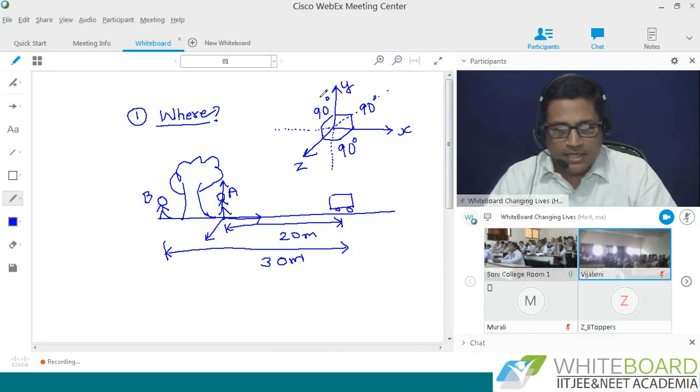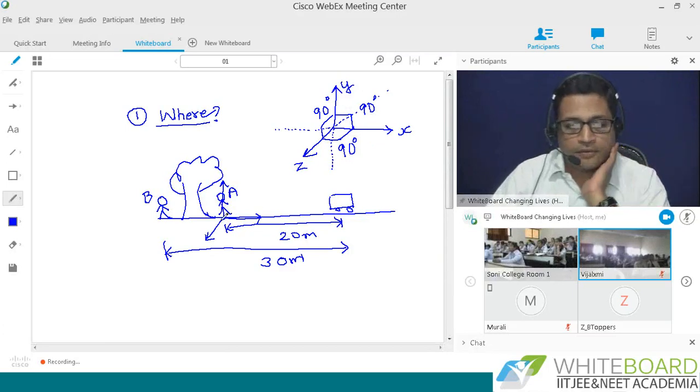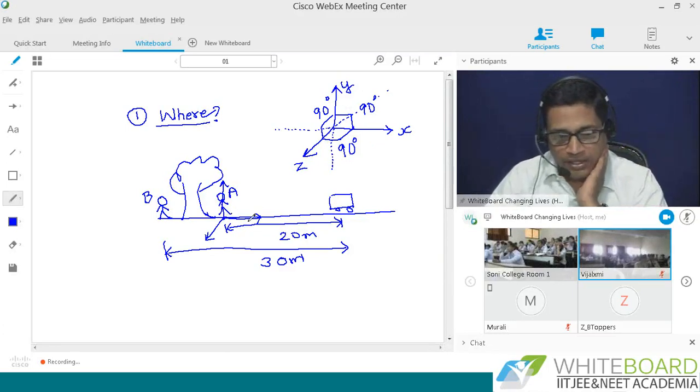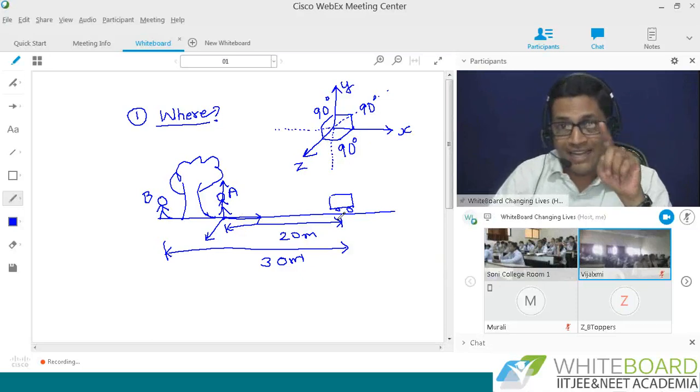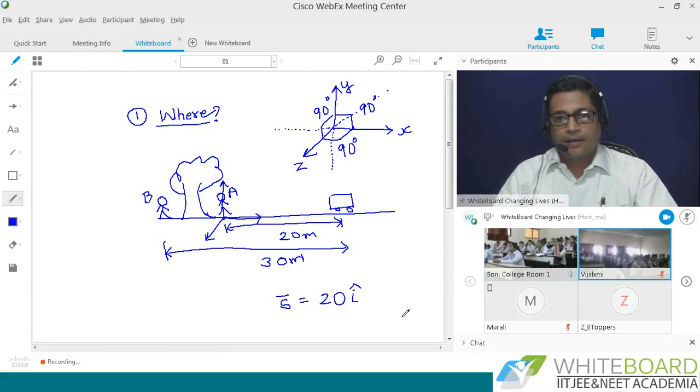Notice that the xyz axes that I have drawn here, I have just redrawn here once again for our reference, because we are there always. The origin should be from where you are going to observe the body. So from your point of origin, the body is along the positive x-axis direction at a distance of 20 meters. This entire information can be conveyed by writing it like this: S bar is equal to 20 I cap.